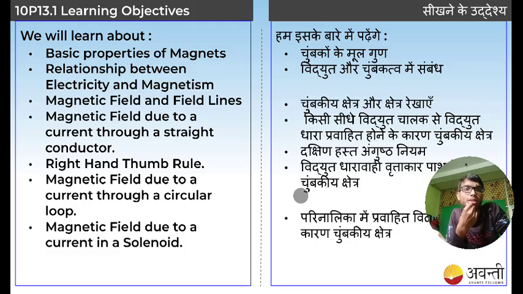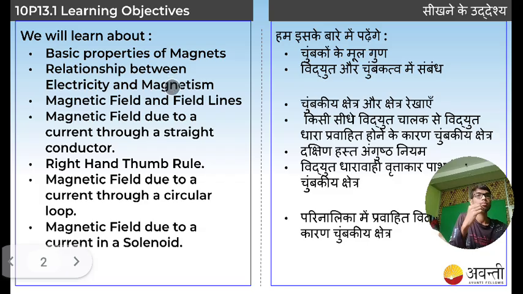Now, what topics are we going to cover? All those topics are mentioned here. We will learn about basic properties of magnets. We will learn the relationship between electricity and magnetism, magnetic field, and magnetic field due to a current through a straight conductor. Then we will see right hand thumb rule. Then we will see magnetic field due to a current through a circular loop. Then we will have magnetic field due to a current in a solenoid.